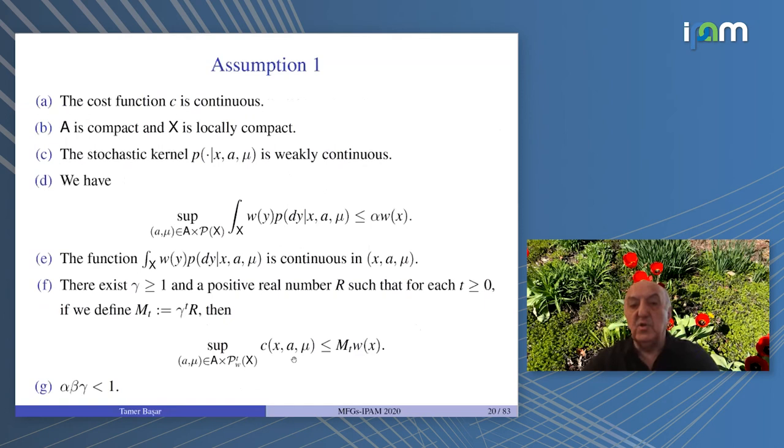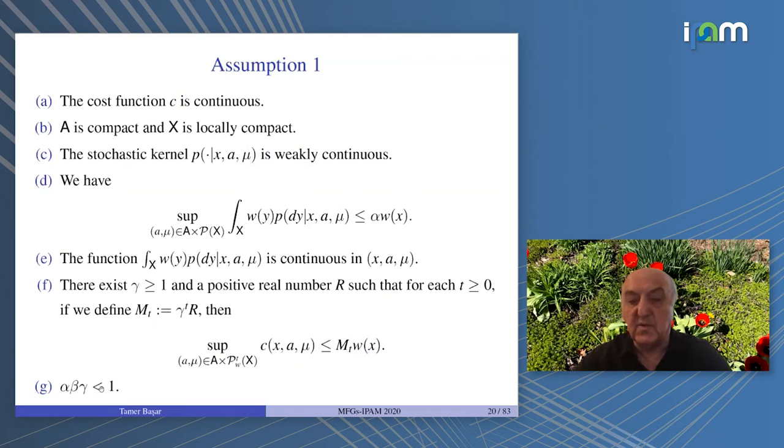So these are a set of assumptions. And under these assumptions, it turns out that we can prove existence of a solution, a mean field equilibrium. The cost function C is continuous. A has to be compact and X locally compact. The stochastic kernel is weakly continuous. We have this condition, and if W is one, then it's a much simpler, essentially boundedness on P. We have continuity here of the integral of P, and also C satisfies, this applies to the case when C is not bounded, a certain growth condition. And then with the discount factor alpha and gamma, we have to have this condition, the product has to be less than one.